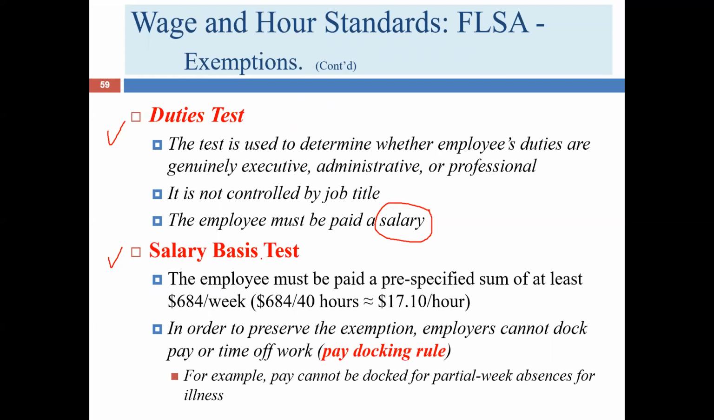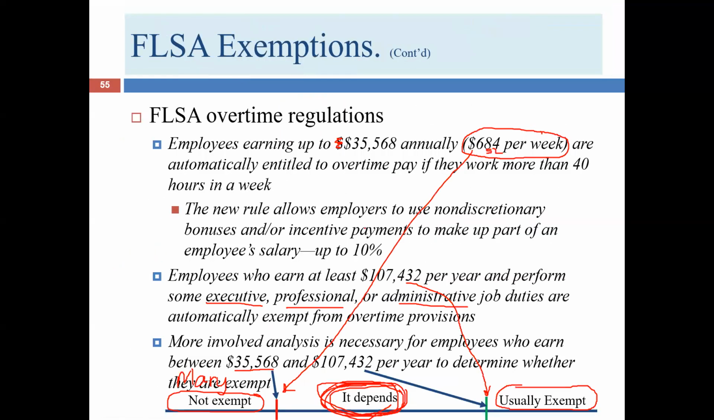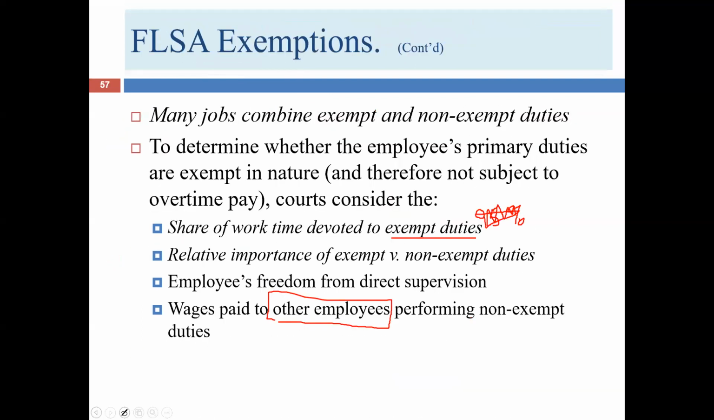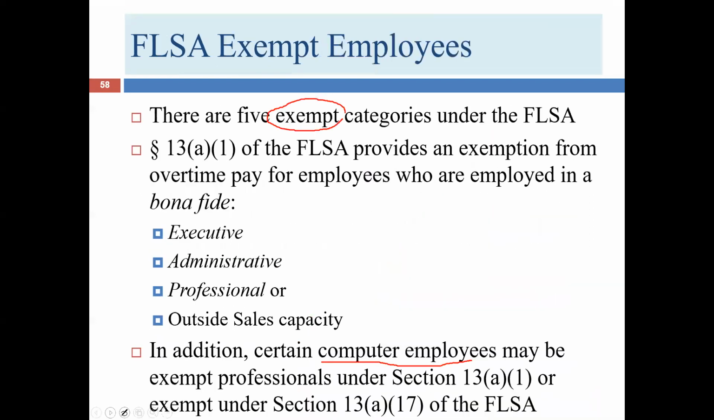Let's go to the salary basis test. So this is where we get that $6.84 an hour. So this is the same standard that we were talking about over here. The $6.84 a week standard, not an hour. I'm sorry, I think I said hour there. And so this is what creates our range. You have to earn at least this, $6.84 a week, before we even care about what the job duties are.